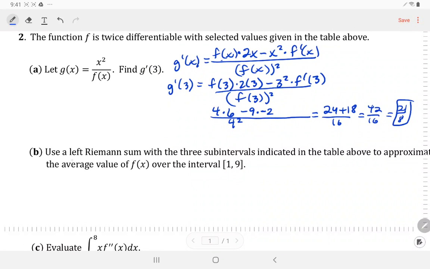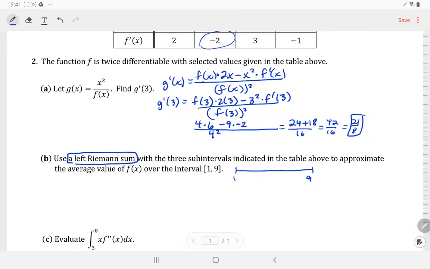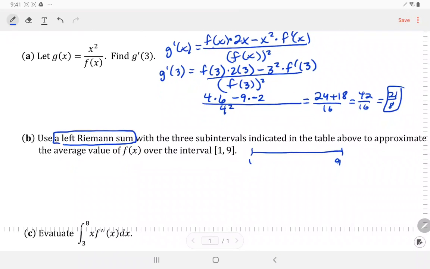Okay, use a left Riemann sum with 3 subintervals. Okay, so 1 to 9 with 3 subintervals. So the width is 8, to approximate the average value. Okay, first I'm going to do average value. So I'm going to do 1 over b minus a, so 9 minus 1, integral from 1 to 9 of f of x dx.